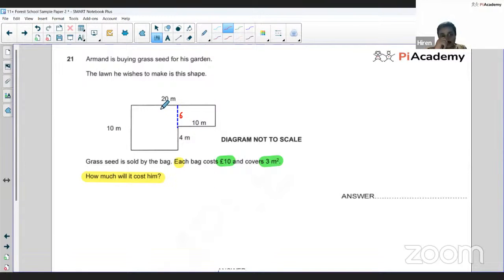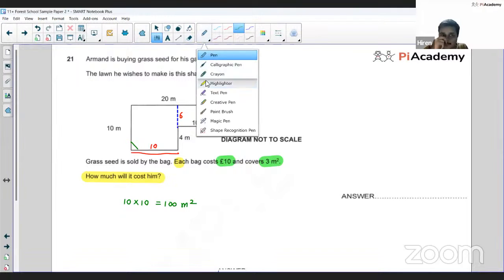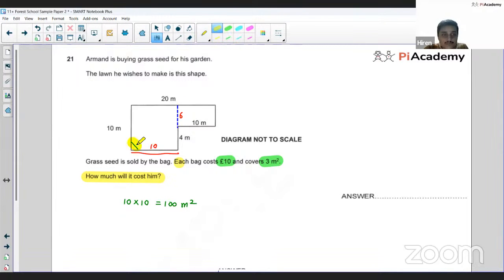Now here, this is the 20 and this is the 10. It means this one is also 10 only, right? Agree? Because this total length is 10 and this much is 10, so the remaining is 10 only. So this is a square ultimately. The area of a square is 10 times 10, and it will give you 100 meters square. So the area of this much is going to be 100 meters square. Agree, everyone?